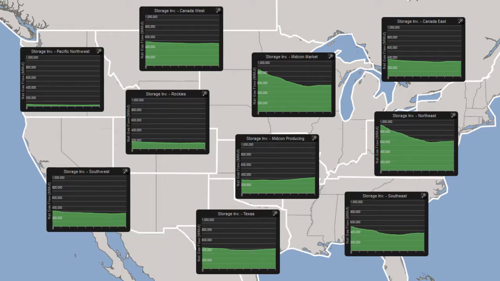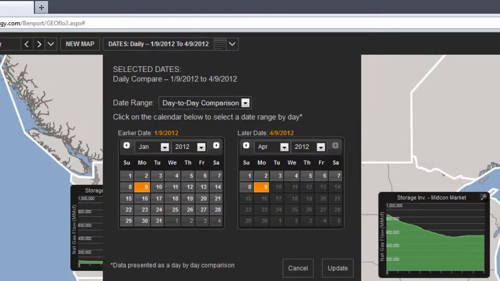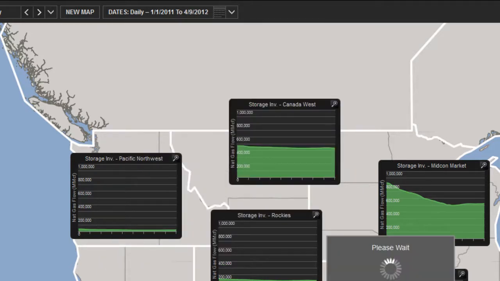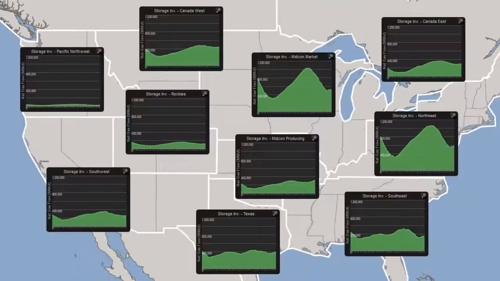However, this doesn't give us a whole lot of perspective on where storage inventories sit relative to history. So I'll go ahead and select from our map a different time frame, which will give us more perspective on overall inventory levels. Instead of looking at a 3-month time frame, I'll expand this back to 2011, and we'll look at that basically 16-month time frame from January 1st, 2011 to April.